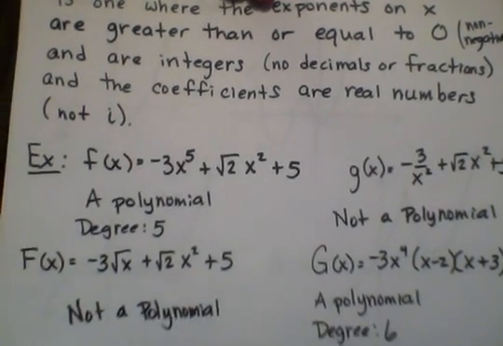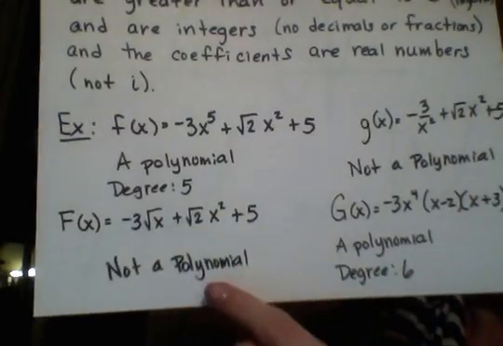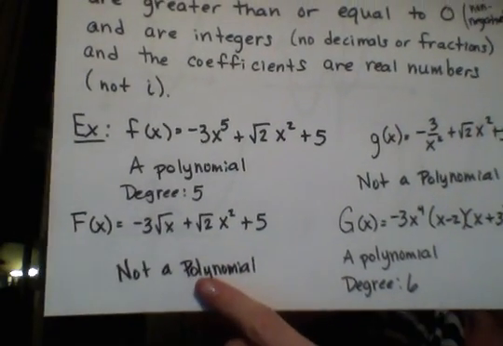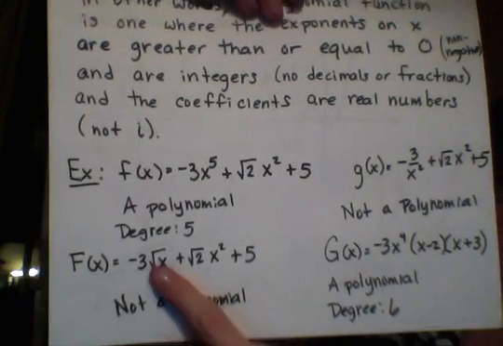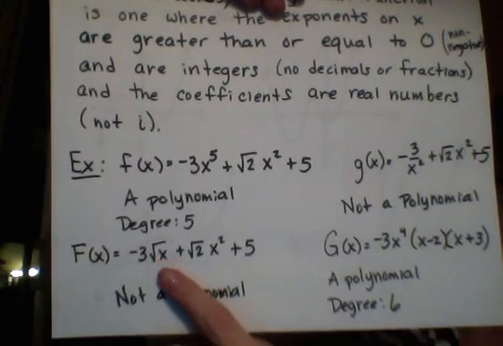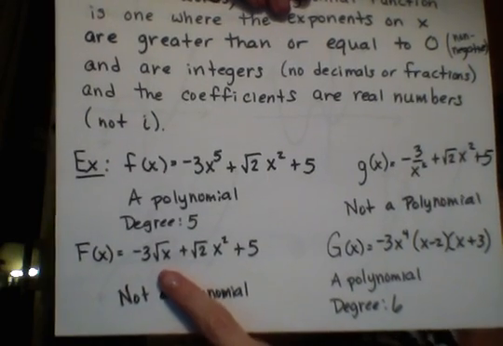This next one, this large or capital F of x, is not a polynomial. Why? Because we have the square root of x, which would be x to the 1/2 power. Not okay. That's a fraction, so that's not okay.